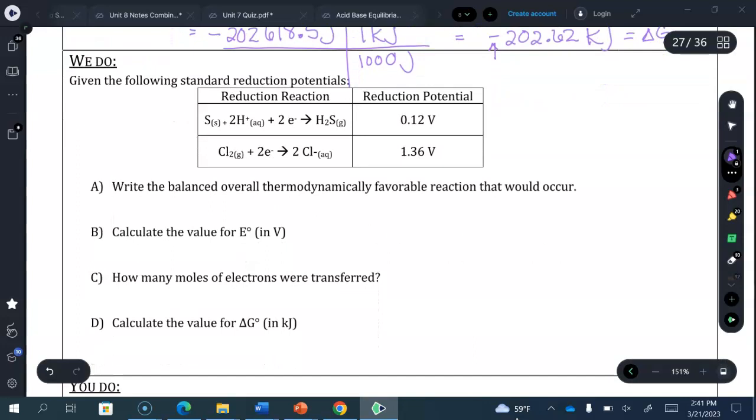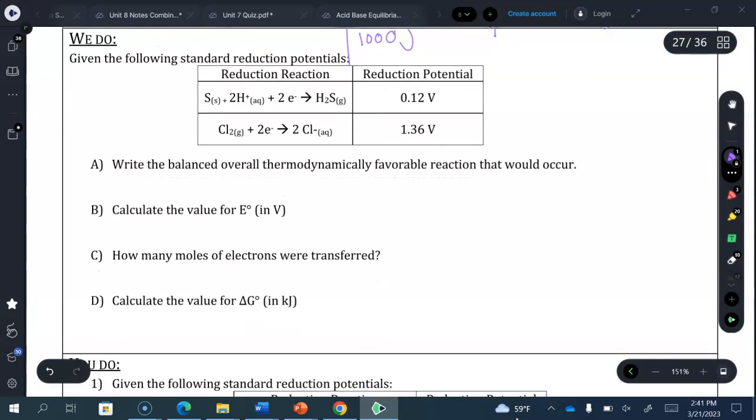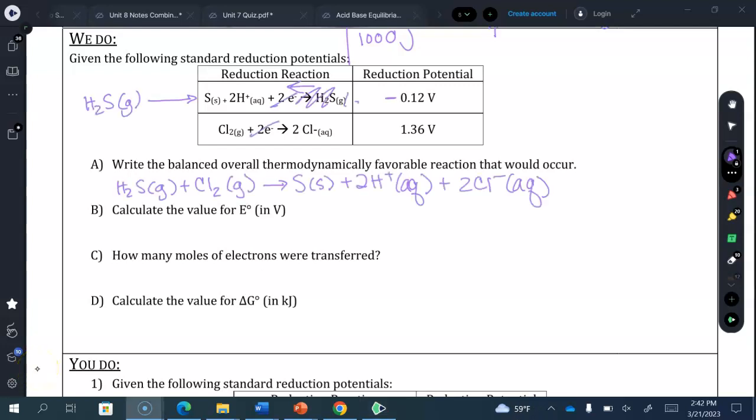Okay, so now we are going to look at our redo. Given the following standard reduction potentials, I want you to pause the video and write the balanced overall thermodynamically favorable reaction that occurs. So please pause the video and complete that now. Okay, so you should have gotten this answer for A: H2S plus Cl2 yields S plus 2 H pluses plus 2 Cl minus.